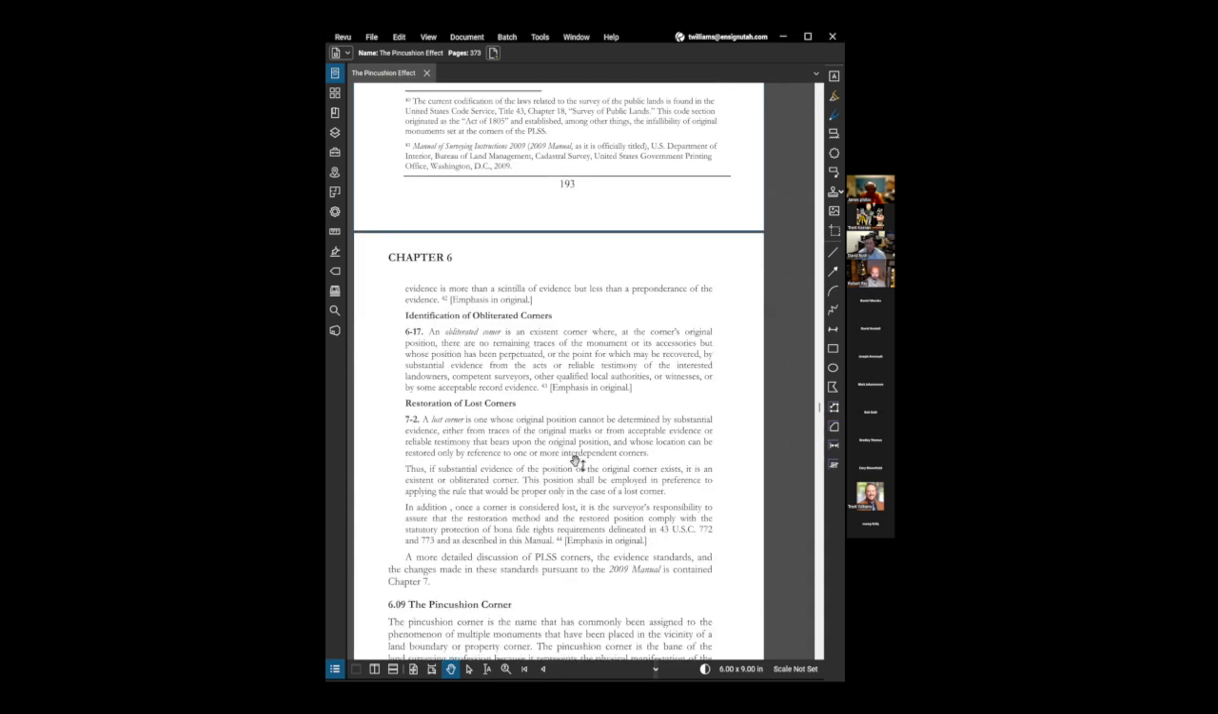And a lost corner is one whose original position cannot be determined by substantial evidence either from traces of the original marks or from acceptable evidence of reliable testimony that bears upon the original position, and whose location can be restored only by reference to one or more interdependent corners. So that lost one is a pretty heavy mark to hit to call a corner lost. At worst case, you can always go back to old GLO notes and measurements and at least start trying to tie that down.